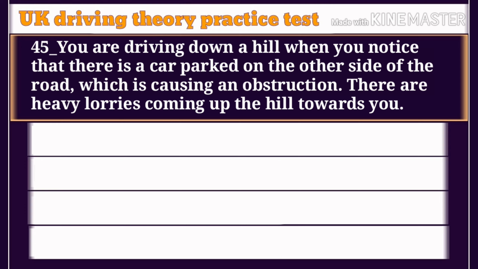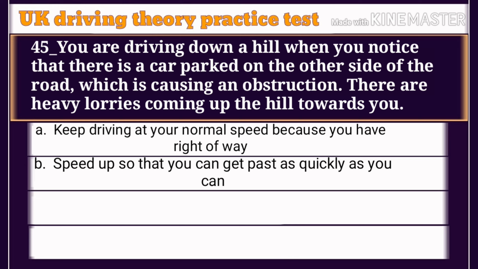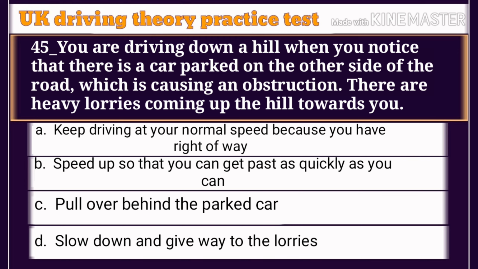Question 45. You are driving down a hill when you notice that there is a car parked on the other side of the road, which is causing an obstruction. There are heavy lorries coming up the hill towards you. What should you do? A. Keep driving at your normal speed because you have right of way. B. Speed up so that you can get past as quickly as you can. C. Pull over behind the parked car. D. Slow down and give way to the lorries. The correct answer is D. Slow down and give way to the lorries.